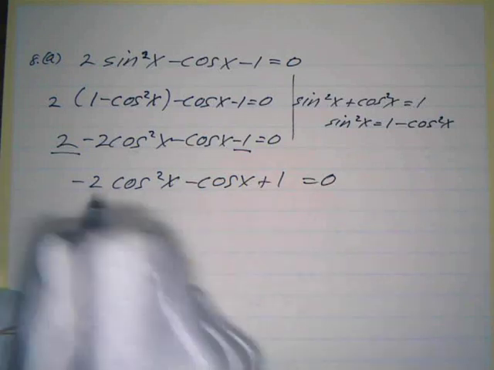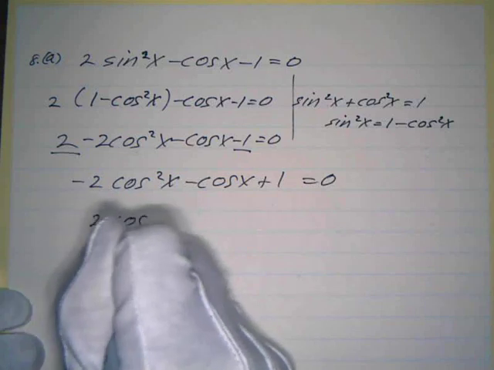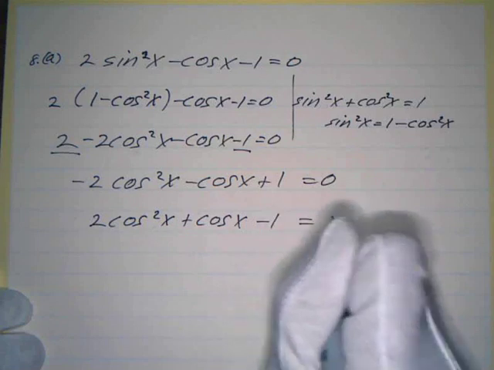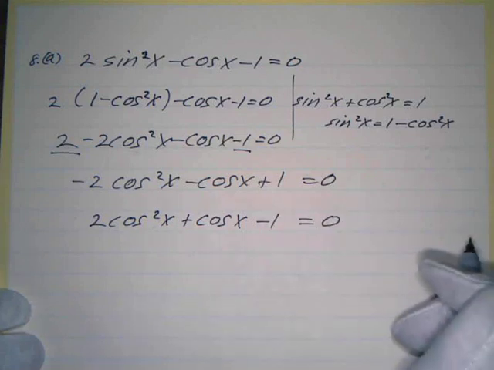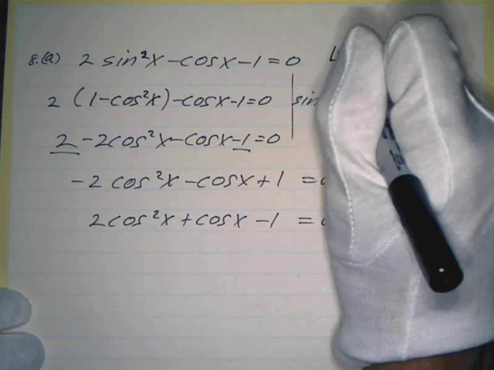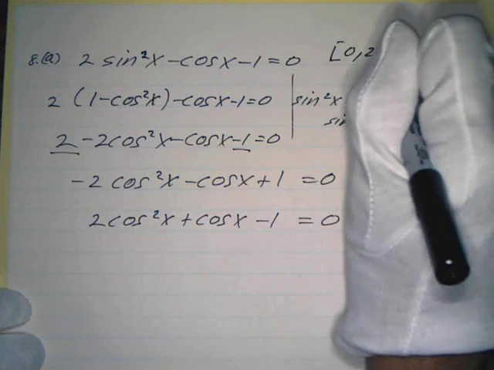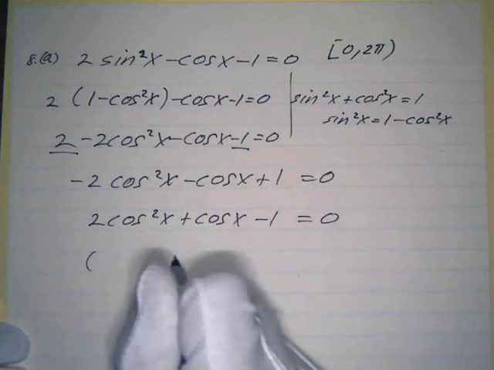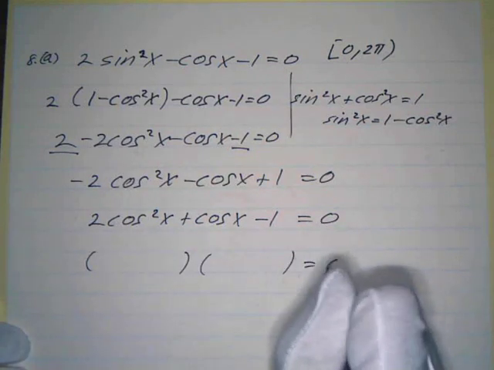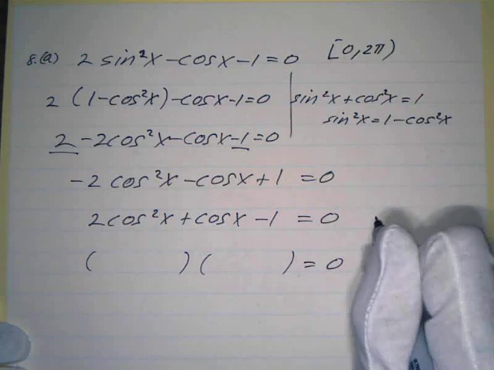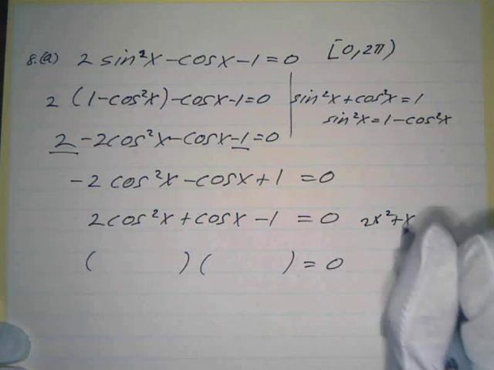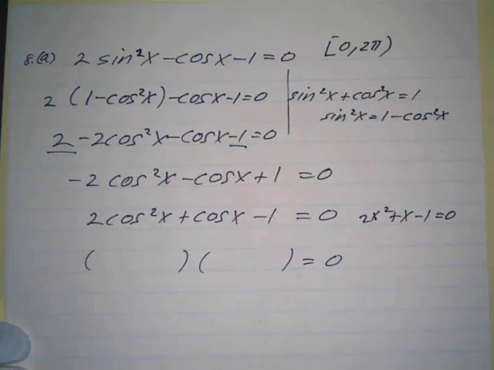So we can divide everything by a negative, so we end up with 2 cosine squared of x plus the cosine of x minus 1 equals 0. And again, these were on the interval, I forgot to write this, 0 to 2 pi. So that's our interval. And then we just factor this, again, just like it was a 2x squared plus x minus 1 equals 0, just like it was a simple quadratic equation. It's just a quadratic in cosine.